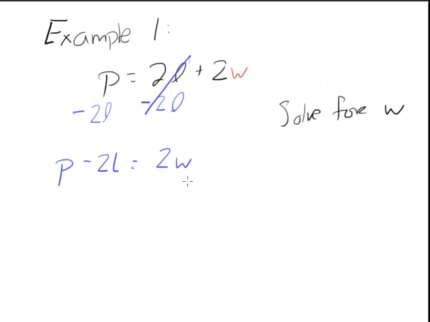Now there's still a 2 beside the W, so I have to divide by 2 to get rid of that 2, and when you do it to one side you have to do it to the other side as well. So that's going to cross out my 2 here. I'm going to be left with just W on my right hand side, and then on my left hand side I'm going to have P over 2 minus, and then this 2 cancels out the 2 that's beside the L, and I'm left with just L. So W is going to equal P over 2 minus L.